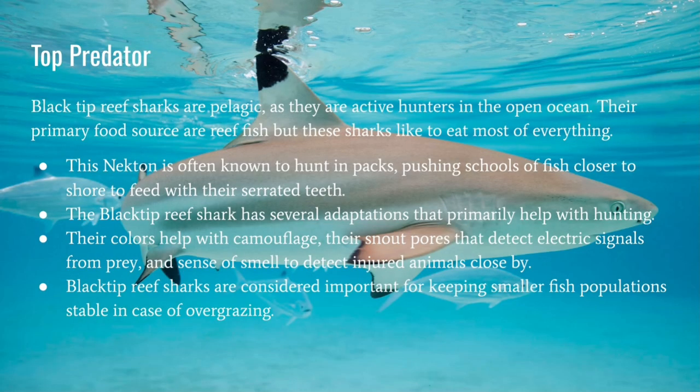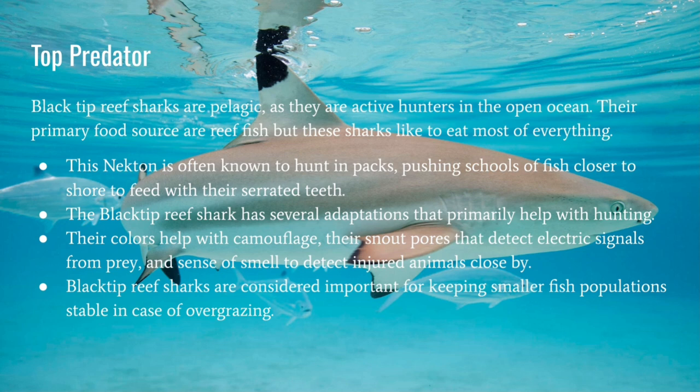For my top predator, I chose the blacktip reef sharks as I like sharks a lot more than the other predators I saw. They're pelagic because they're active hunters, so they can move around pretty quickly by themselves. Very mobile. These sharks' primary food source are reef fish, but they like to eat most of everything.